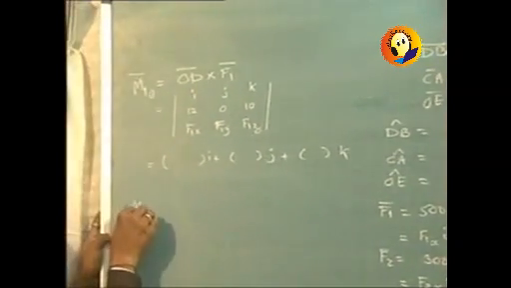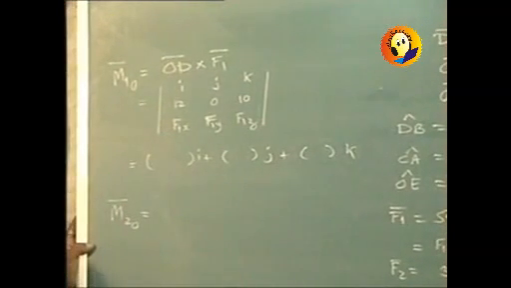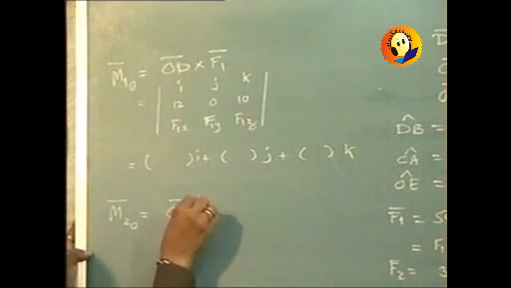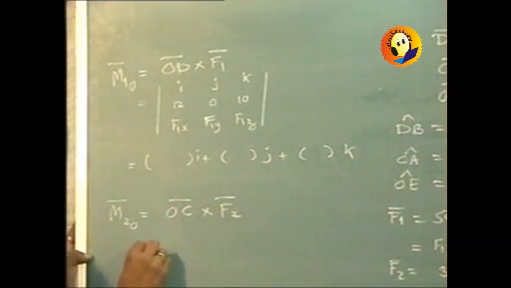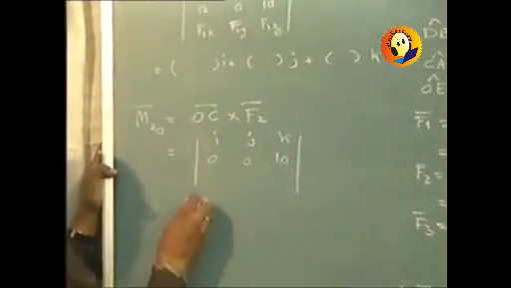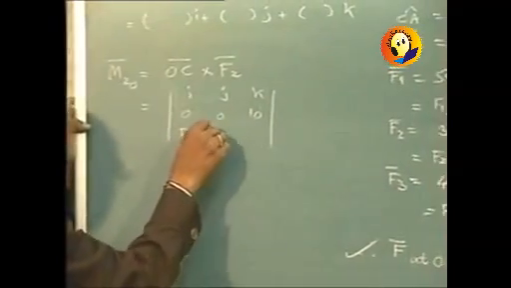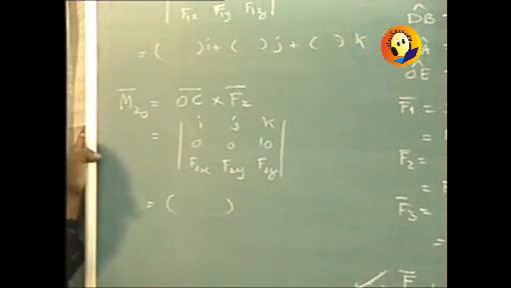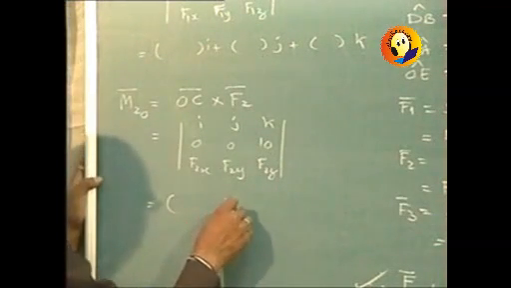Similarly, the moment of the second force about the origin. F2 is acting from C to A, and so we can consider it as OC bar cross F2 bar. Coordinates of point C are 0, 0, 10. So it will be determinant i, j, k, 0, 0, 10, and it will be F2x, F2y and F2z, and you will get the answer in terms of ijk.